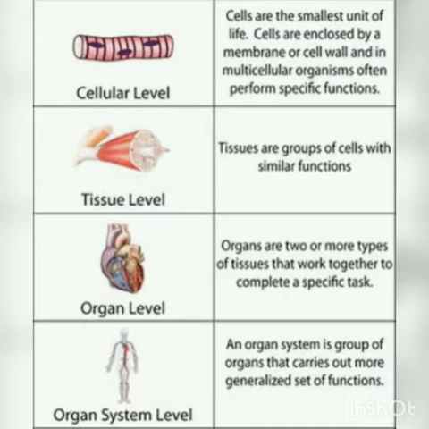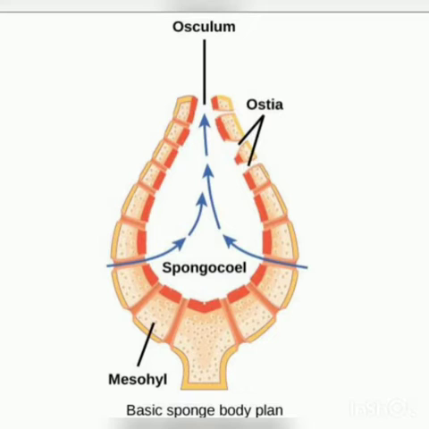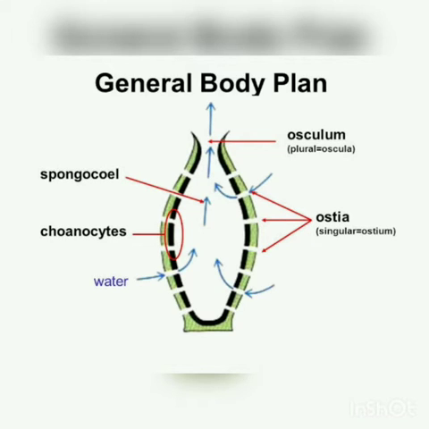First one is the level of organization. In level of organization, the animals can be classified into cellular level, tissue level, organ level and organ system level of organization. The cellular level of organization is mostly seen in sponges. So this is the basic level of organization seen in sponges. In sponges, there are two types of cells present. It is an important 2-mark question.